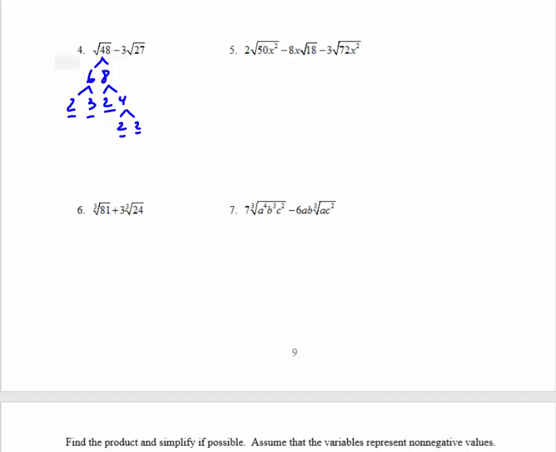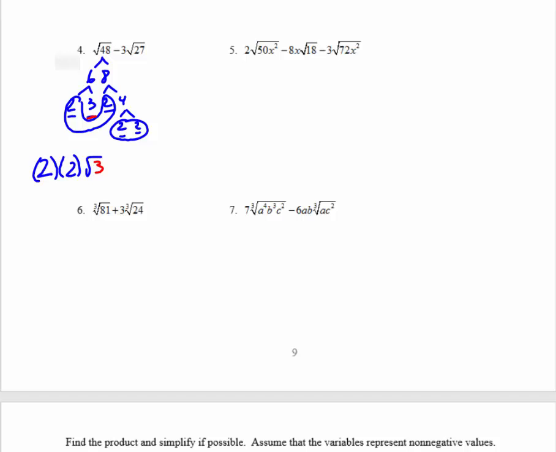We circle pairs because our index is a 2. So we have a pair of 2's there and another pair of 2's, which means a 2 comes out. Another 2 comes out. But as you can see, there's a 3 left right here. So a 3 is going to be left under the radical.